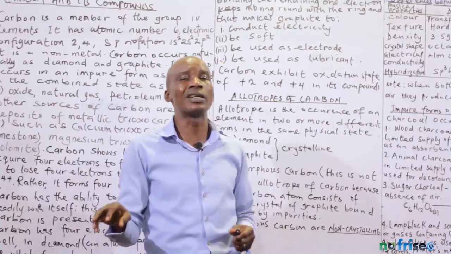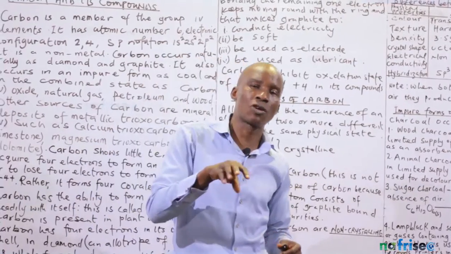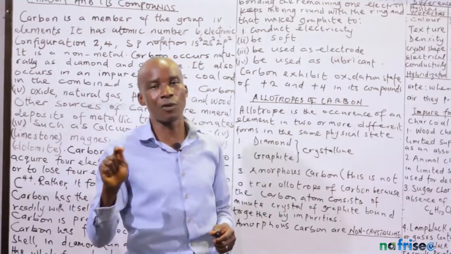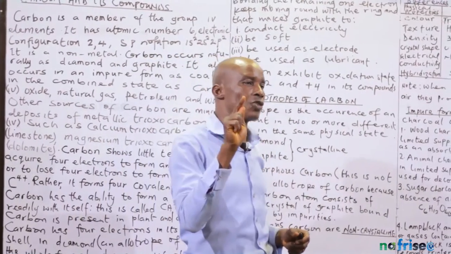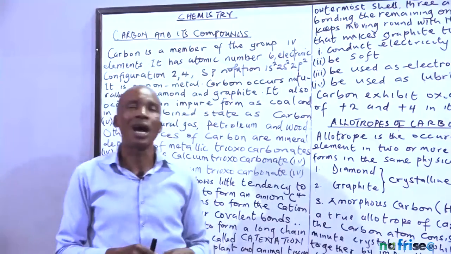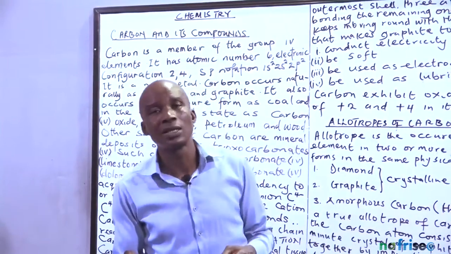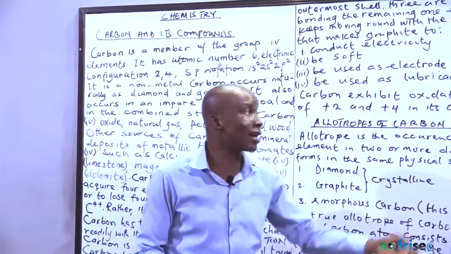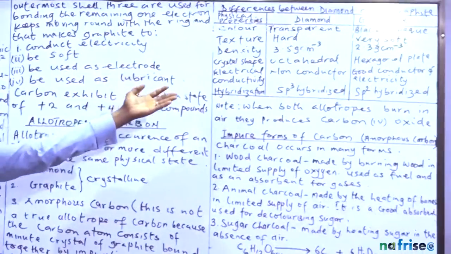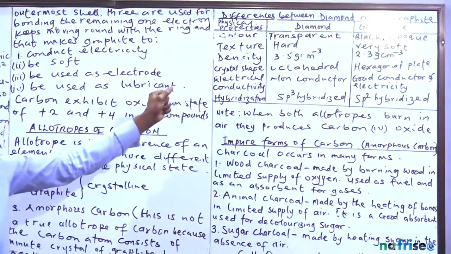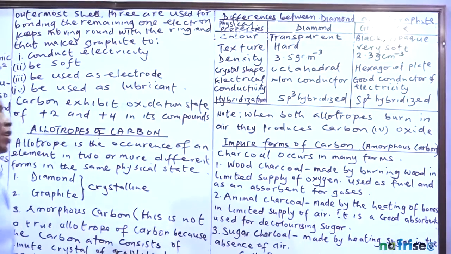Whereas for graphite, out of the 4 electrons in its outermost shell, 3 are used for bonding. The remaining 1 electron keeps moving around. We call it the delocalized electron. And this 1 electron that is moving around has conferred some peculiarity on graphite, and that even makes graphite very soft. So you can see on the table here, in terms of texture, diamond is hard, while graphite is very soft.